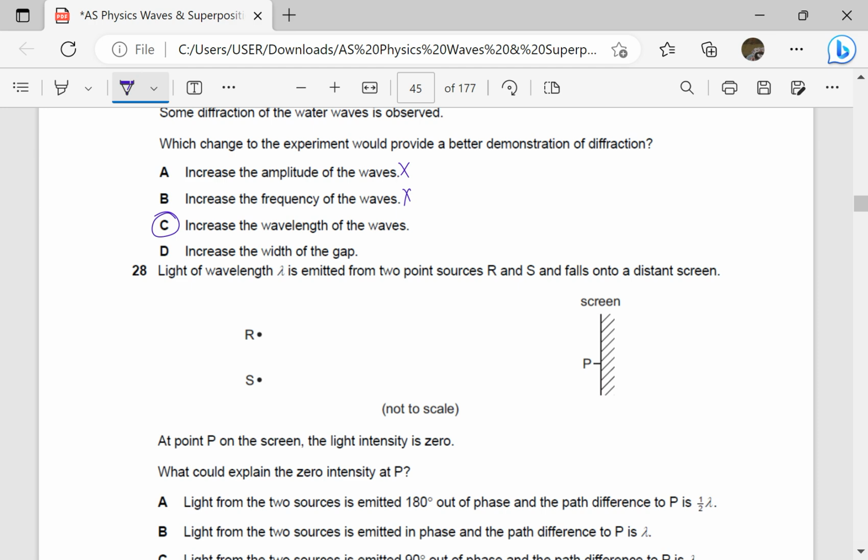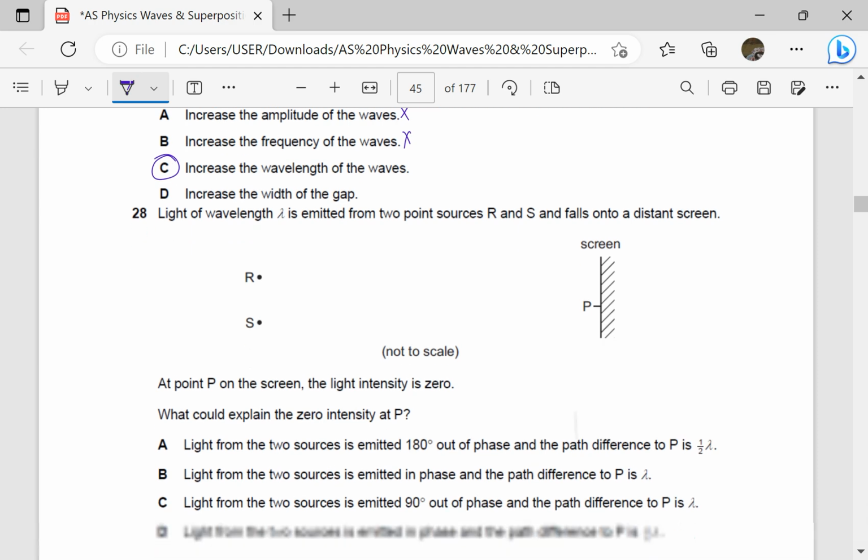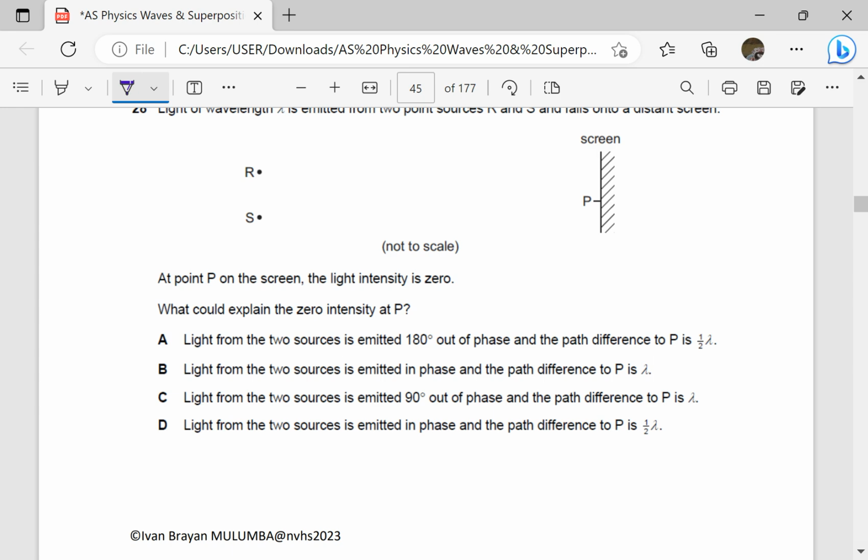Light of wavelength lambda is emitted from 2-point sources R and S and falls onto a distant screen, not to scale. At point P on the screen, the light intensity is 0. What could explain the 0 intensity at P? If the light intensity is 0, there could have been destructive interference. And if there was destructive interference, what could be the conditions for the destructive interference?